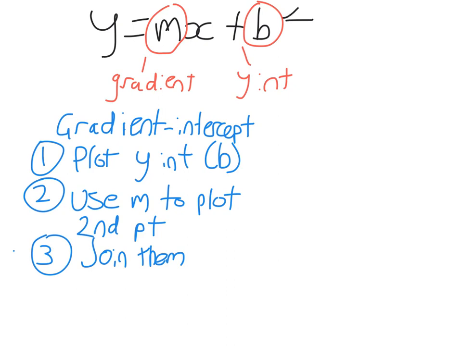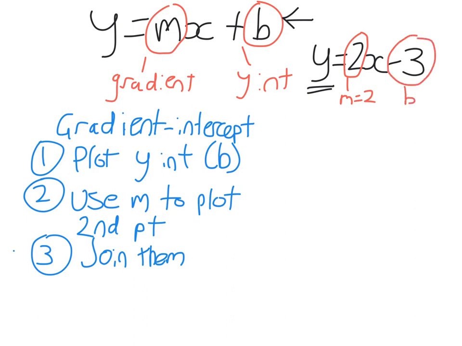That's easiest when your equation is in the form y equals mx plus b. So, for example, you might have the equation y equals 2x minus 3. It's in the form y equals mx plus b because it's y equals something. So the number in front of x, when it is in this form, is the gradient. So here the gradient is 2. The other number by itself is the y-intercept. So the y-intercept here is not positive 3, it's negative 3. This negative belongs to the 3.